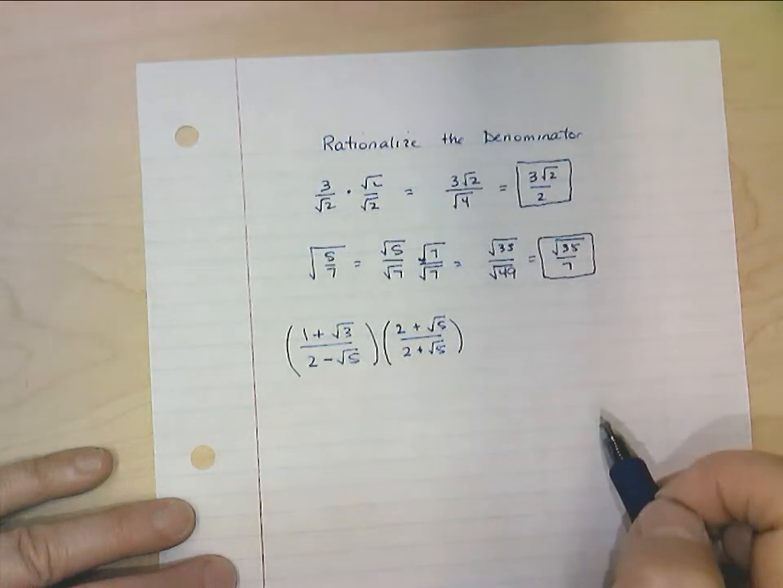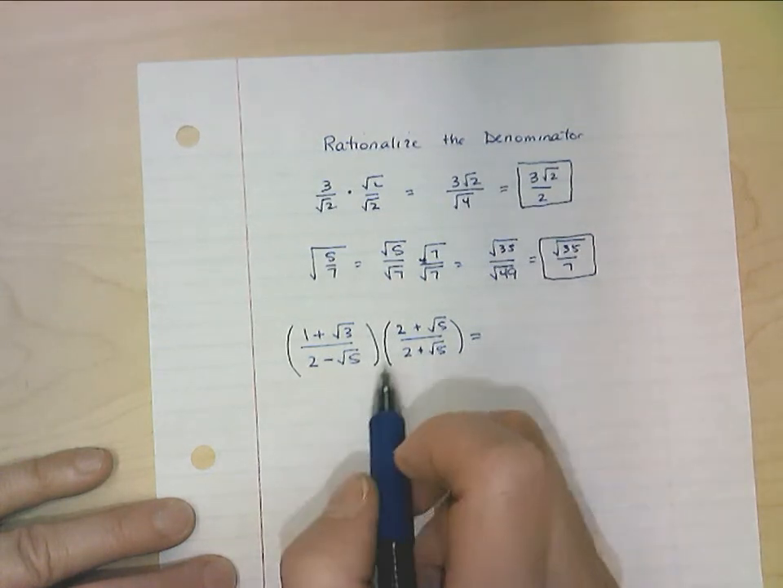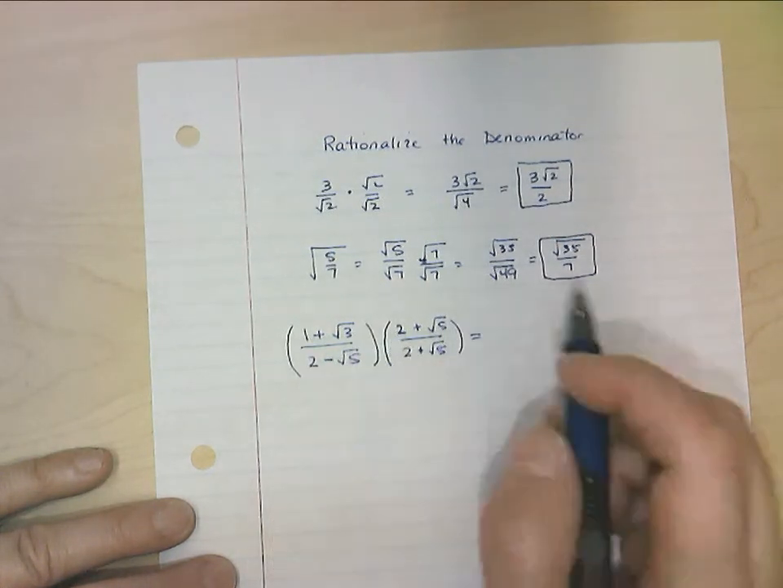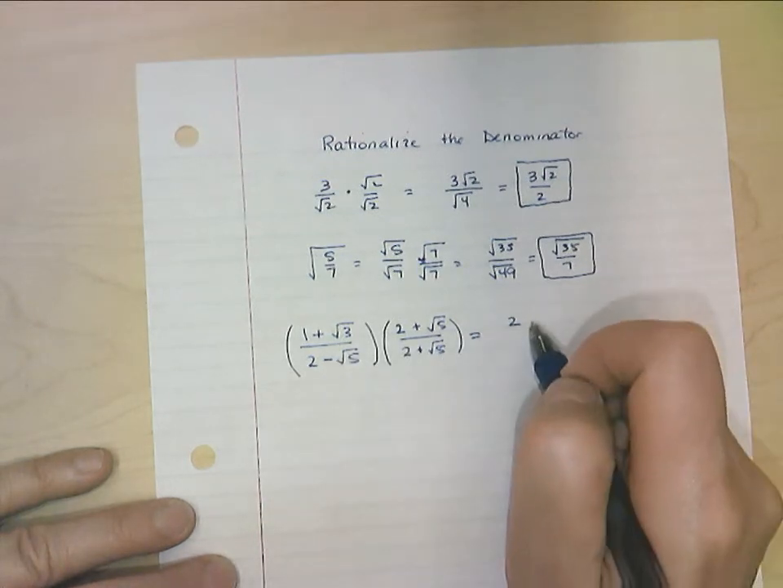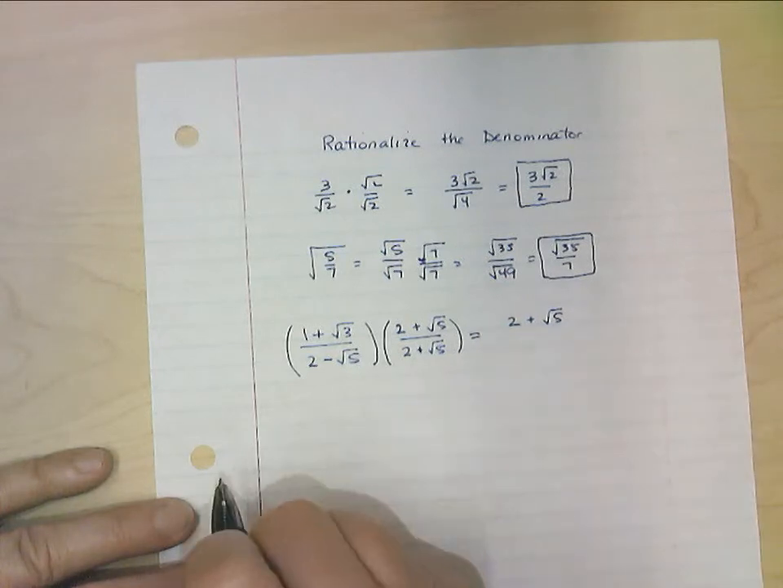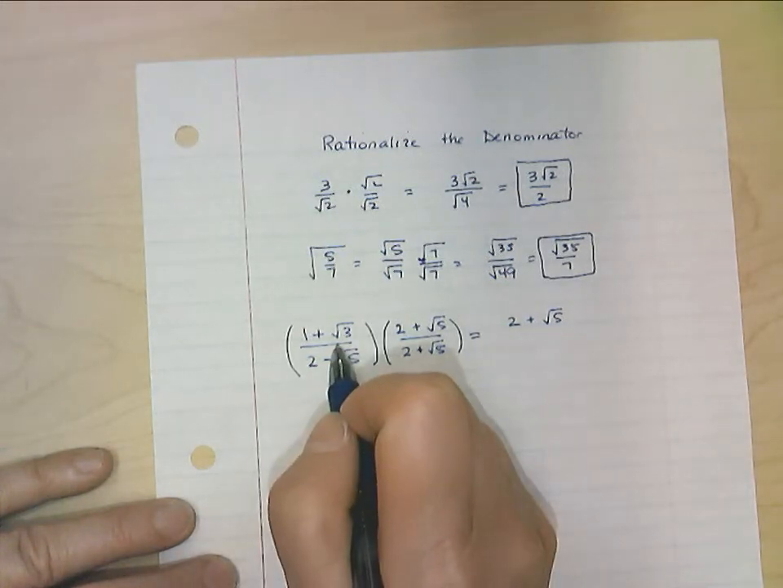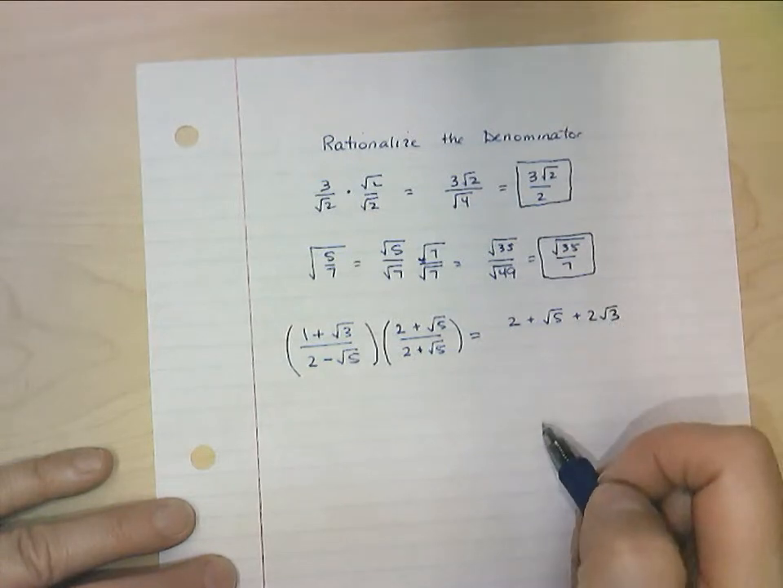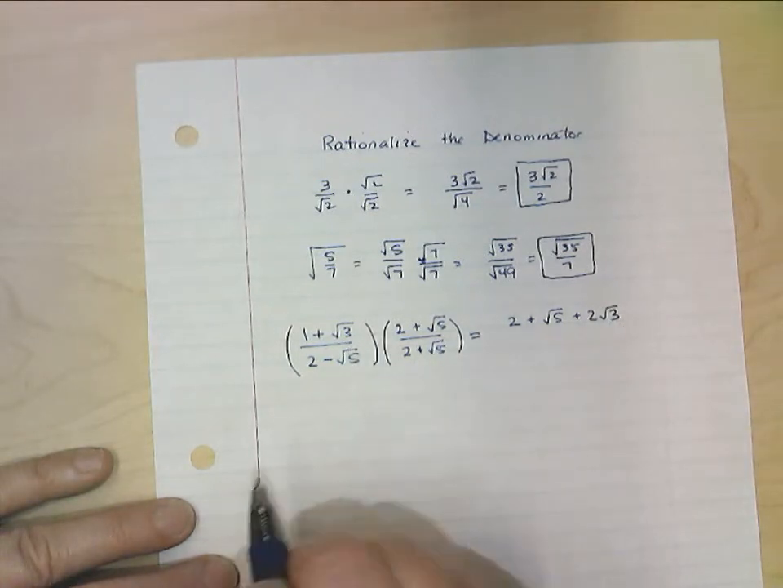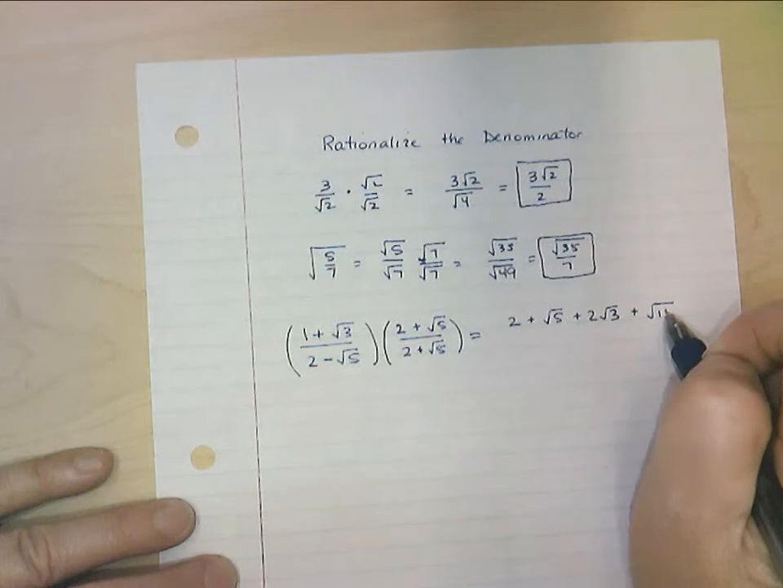And this is where you're going to have to make sure you're careful. I'm going to have to multiply 1 and the 2 to get 2. 1 and the square root of 5 will give me plus the square root of 5. Square root of 3 multiplied by 2 would be plus 2 square roots of 3. And the square root of 3 multiplied by the square root of 5 will be plus the square root of 15.